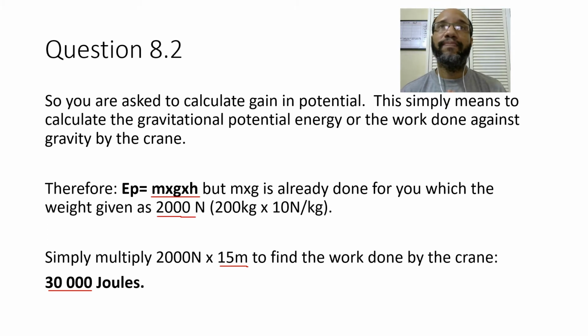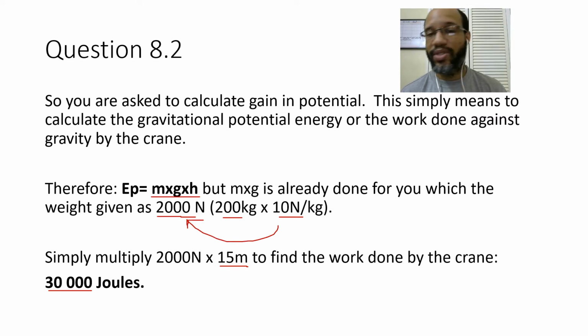Now, students, again, it is your understanding. Once you understand what a gain in potential energy is, you can save yourself the trouble of changing that weight back to a mass and then multiplying it by g again to just simply bring you right back to that 2,000 newtons, and then multiply it by the distance here, which is 15 meters. There is no need to backtrack or backpedal. That's just a waste of time. So in the exam, you don't really want to waste time on things like that. So let's go on to question 8.3.